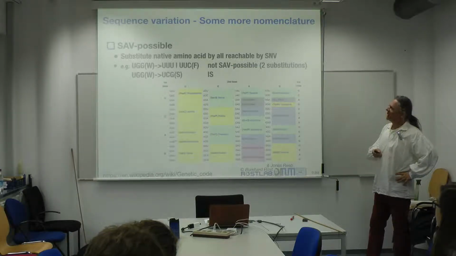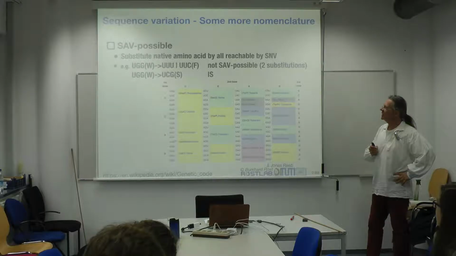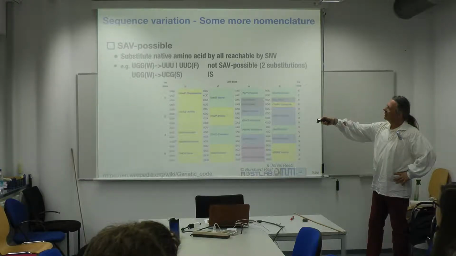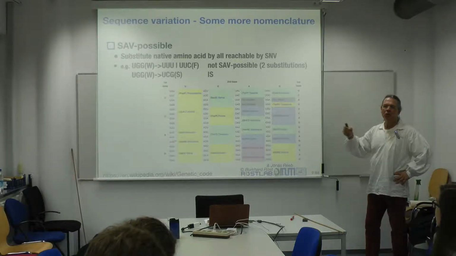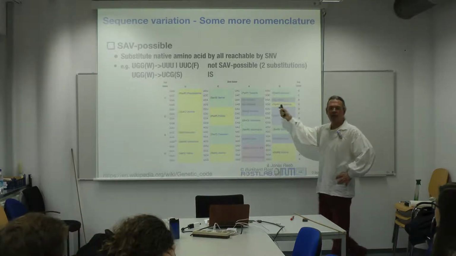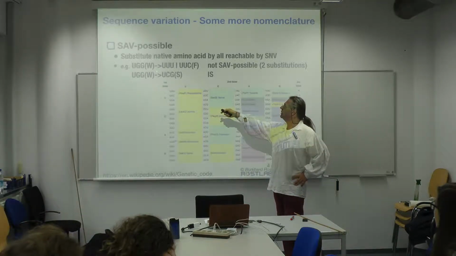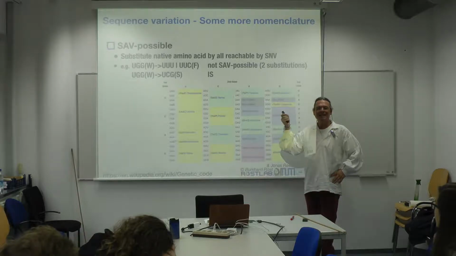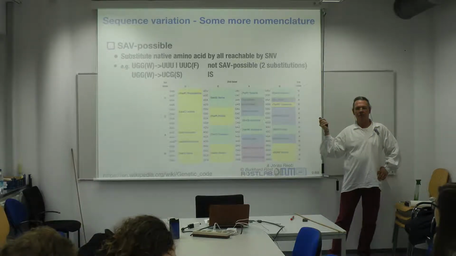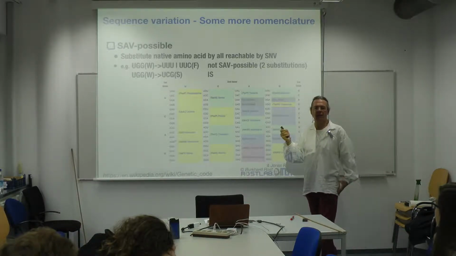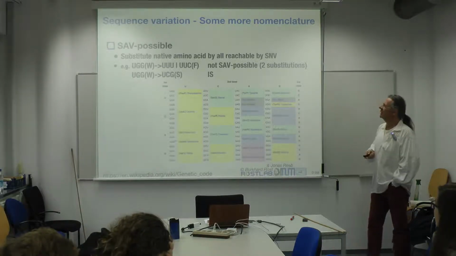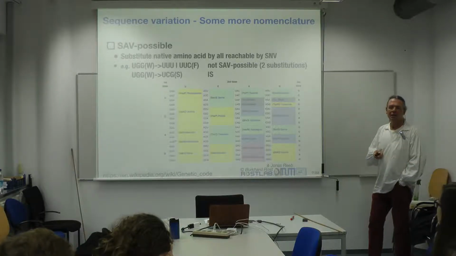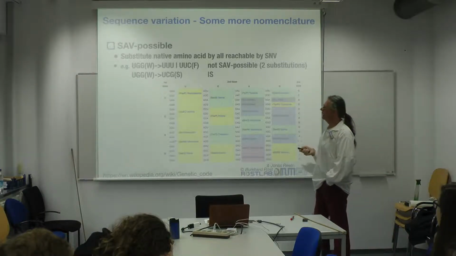you essentially reach it by a single SNV. So you change a single nucleotide, UGG, the coding for a W. You could change it to an F, but changing it to an F, you need to change 2 nucleotides. So you would call that change of the W to the F SAV impossible. So this is not reachable, or SNV impossible. I'm sorry, I should change this. It's not SAV possible, it's SNV possible. So it's an amino acid change that comes about by a single nucleotide variant.